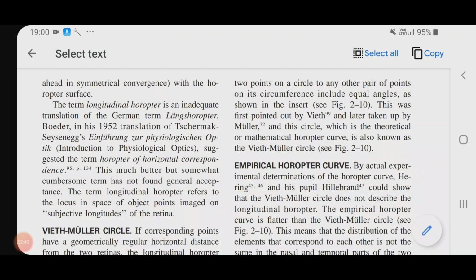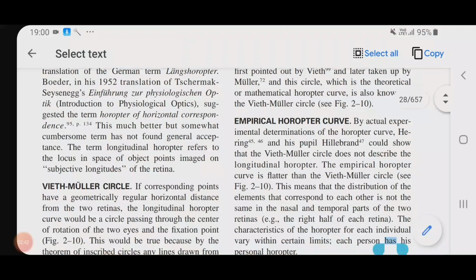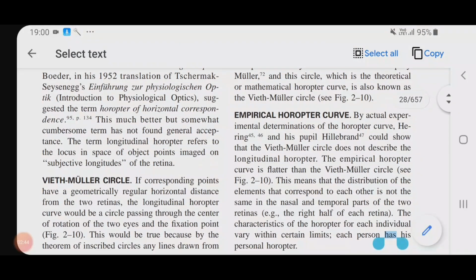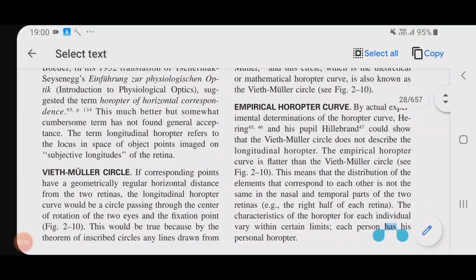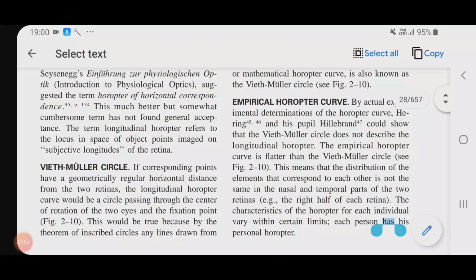Now let us know about the empirical Horopter curve. If we do actual experimental determination, the Horopter curve is not like this. Hering and his pupil Hillebrand showed that the Vieth-Müller circle does not describe the longitudinal Horopter. Longitudinal Horopter also means you are standing straight in front and looking straight in front of your eyes. So what does it mean? What is the empirical Horopter curve?